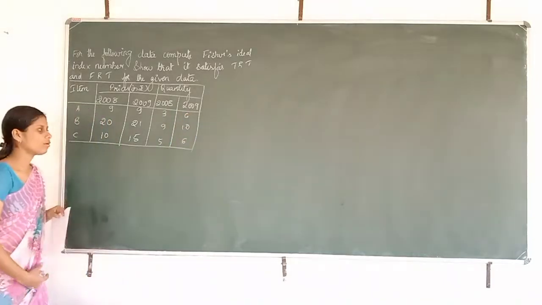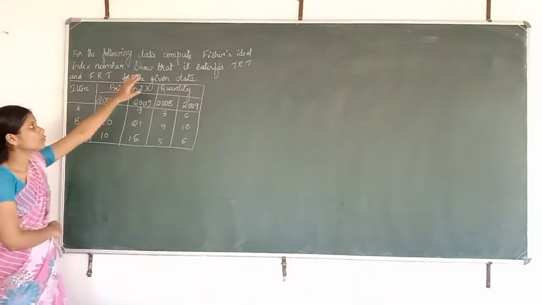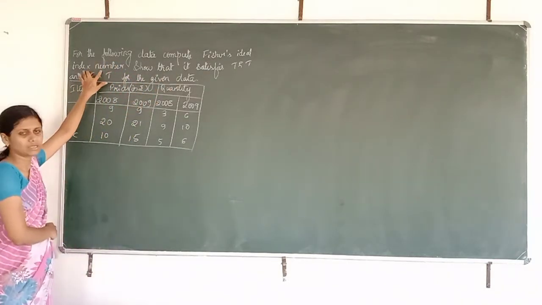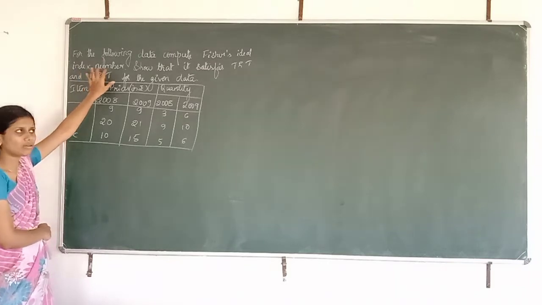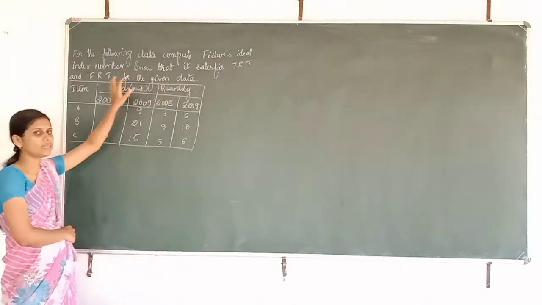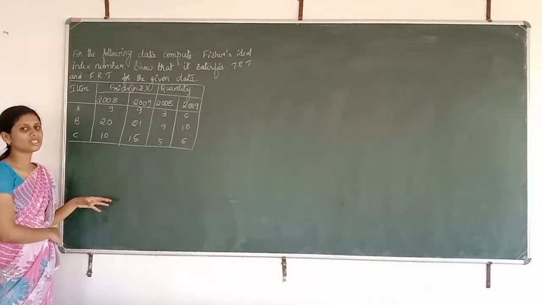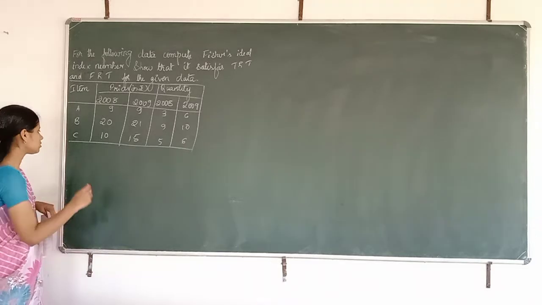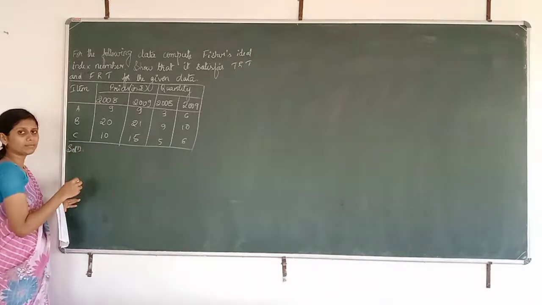So this is the question where we are asked to compute Fisher's ideal index number. That means first we have to find out Fisher's price index number, then we have to show that it satisfies TRT and FRT. So first of all we are going to find out Fisher's ideal index number. So in the solution we are going to draw the table once again.